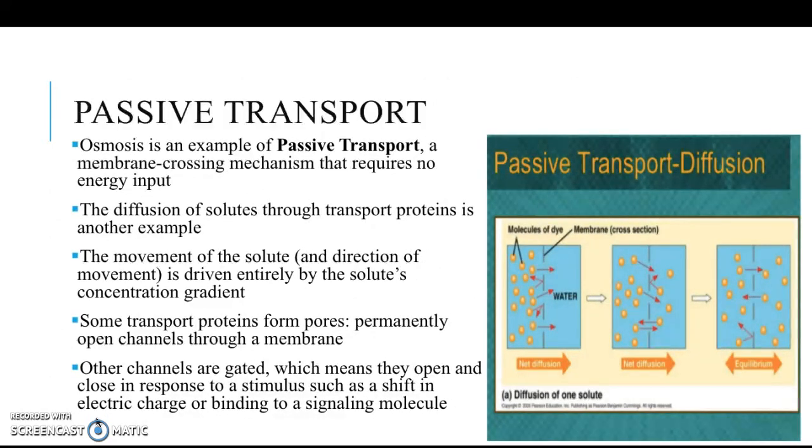Passive transport. Osmosis is an example of passive transport, a membrane-crossing mechanism that requires no energy input. The diffusion of solutes through transport proteins is another example of passive transport. The movement of the solute and direction of movement is driven entirely by the solute's concentration gradient. Some transport proteins form pores, permanently open channels through a membrane. Other channels are gated, which means they open and close in response to a stimulus such as a shift in electric charge or binding to a signaling molecule.